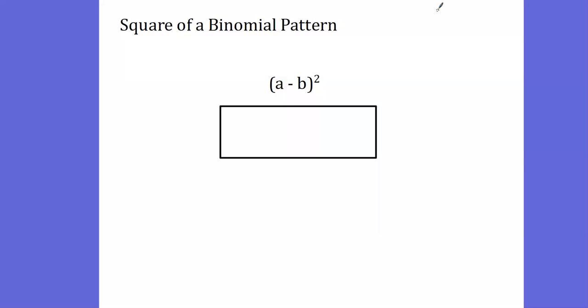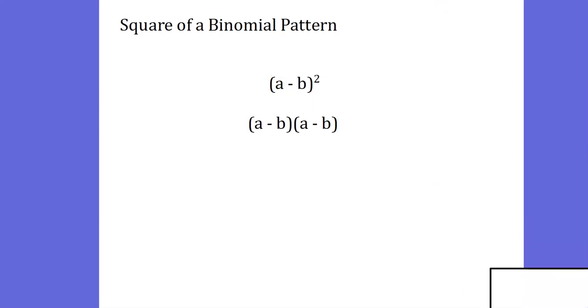In this video, we're going to take a look at the other square of a binomial pattern. In the last video, we focused on what a plus b squared is. In this video, we're going to look at what happens if we do a minus b squared. Just like I mentioned in the previous video, you cannot just distribute this squared to both of these terms. It's not going to be a squared minus b squared.